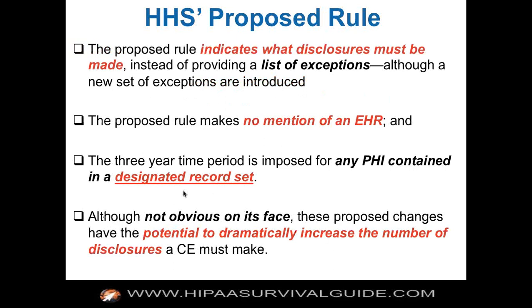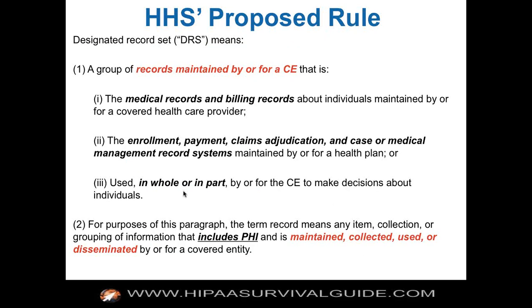There's no mention of an EHR. The three-year time period is imposed for any PHI contained in a designated record set. Although not obvious on its face, these proposed changes have the potential to dramatically increase the number of disclosures a CE must make. So they've eliminated the mention of an EHR, and here's the problem with that: a designated record set is defined really broad. Records maintained by or for a CE, medical records and billing records, the enrollment, payment, claims, yada, yada.